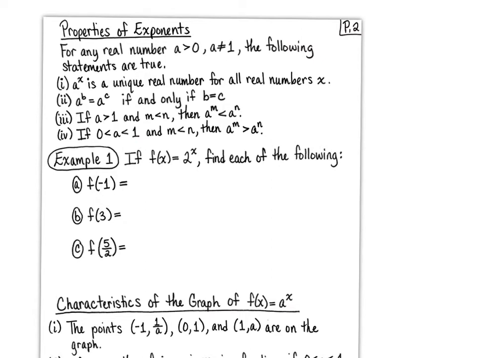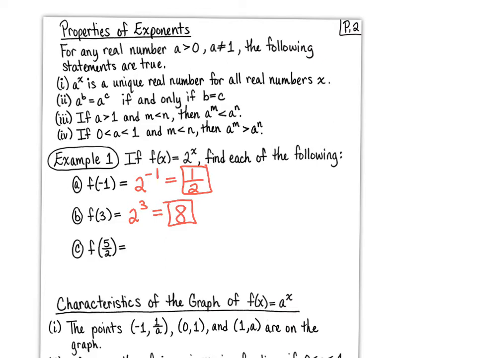Okay? Now, let's look at some actual examples. If f of x is equal to 2 to the x, let's find each of the following. Let's find f of negative 1. F of negative 1 would be equal to what? 2 to the negative 1, good, which you can rewrite as 1/2. So that's part A. F of 3 would be equal to what? 2 to the third, good. That gives you 8, good.